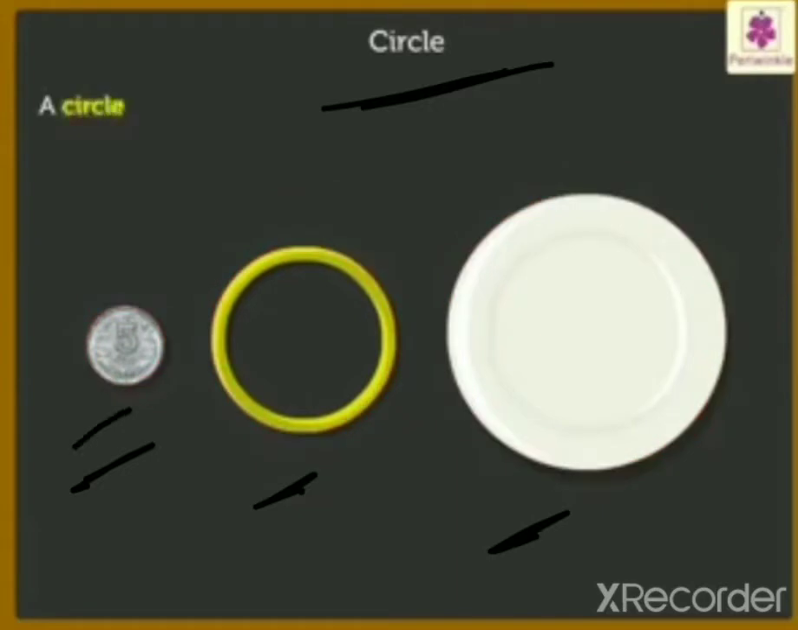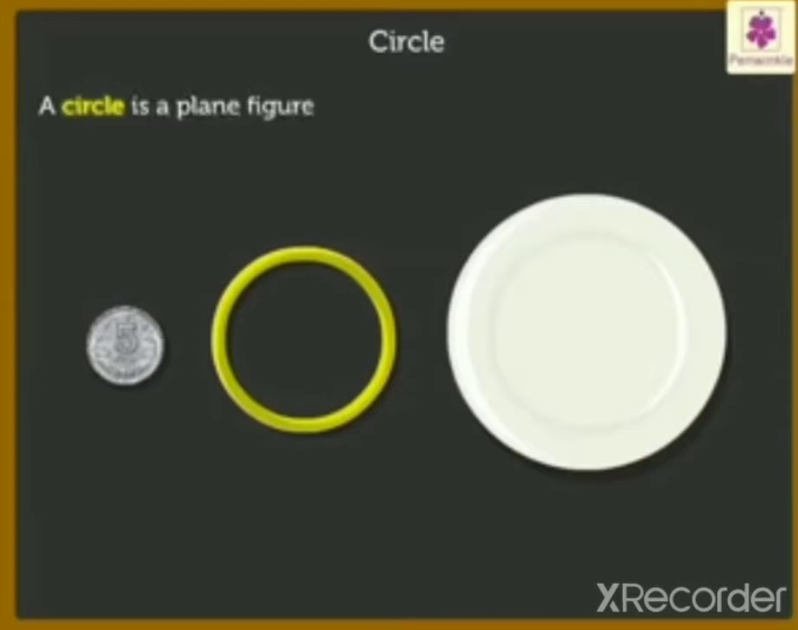You can see here is a coin. Okay, so this is shape of a circle. So what is a circle? A circle is a plane figure. Okay, you can see in the picture circle is a plane figure in which the points are at a same distance.